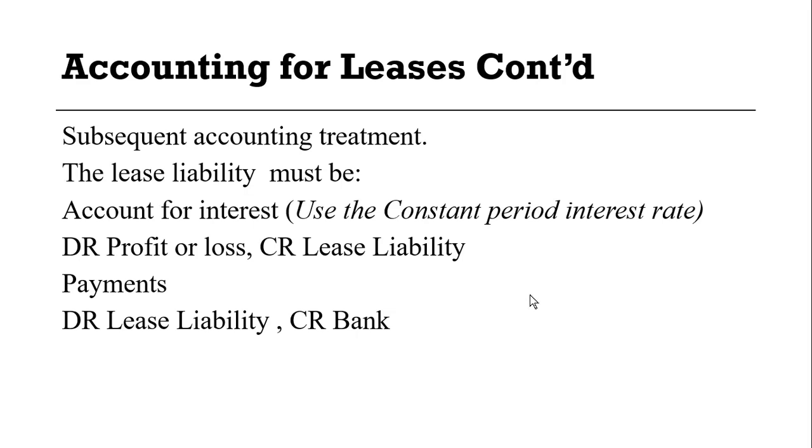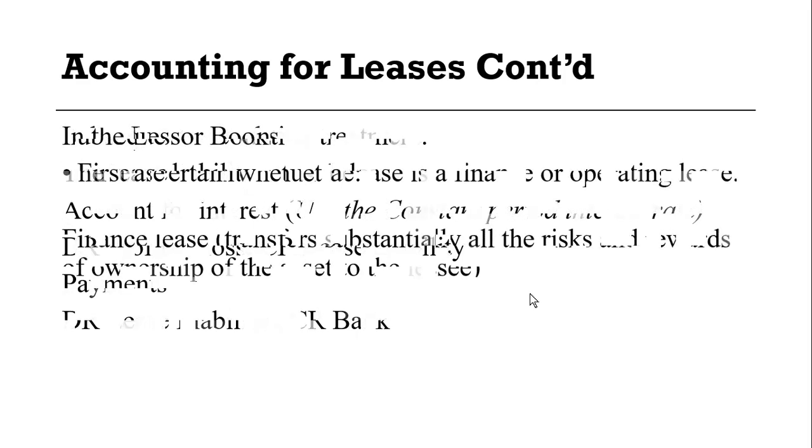Subsequent accounting treatment. The lease liability must be accounted for, amortized over the lease term, and of course, that will give rise to issues to deal with interest. So if there's interest to be calculated, which is most likely to be the case, you debit profit or loss and credit lease liability, and when you make that installment payment, you debit lease liability and credit bank.